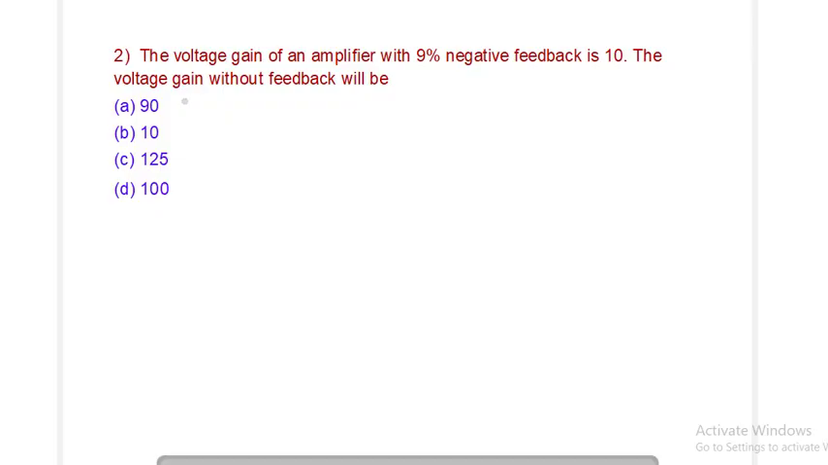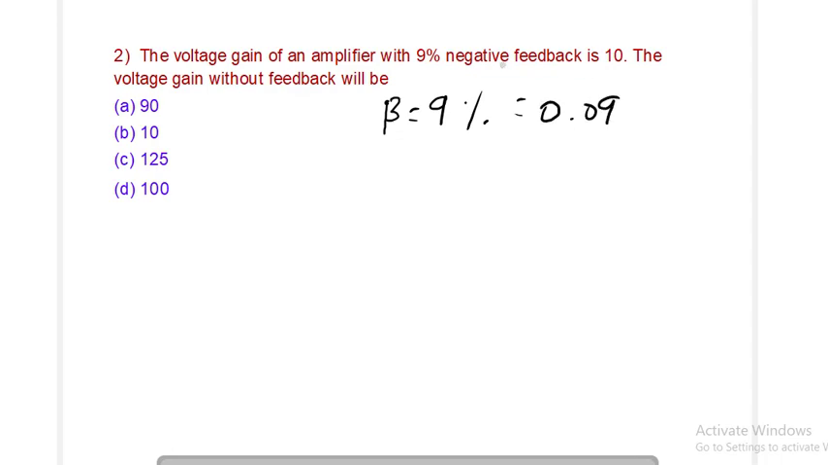So next we come to question number 2. The voltage gain of an amplifier with 9% negative feedback is 10. The voltage gain without feedback will be? So we are given an amplifier which has 9% negative feedback. Let us write this negative feedback fraction as beta. So beta is 9%, which means it is 0.09.